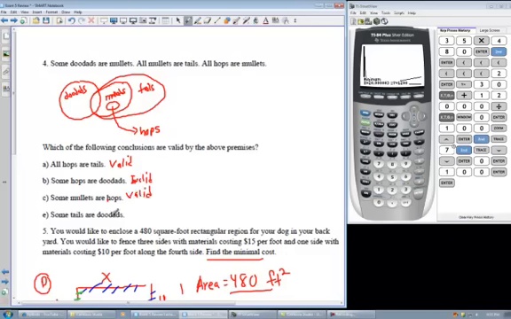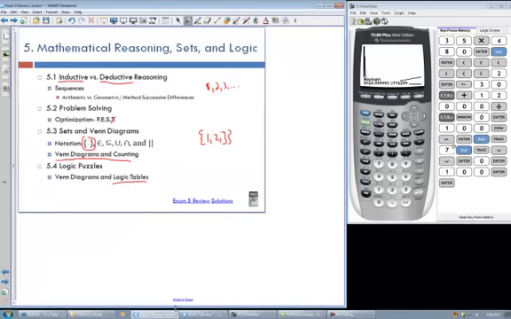And then some tails are doodads. Okay, some tails are doodads. And this is valid also because all the mullets are included in the tails, and some of the mullets are doodads, so some of the tails are also doodads. So this is valid. And you can see this from the picture. Right, the tails include this piece here, which are doodads. And that's it. Right, so that completes the review for exam 5.